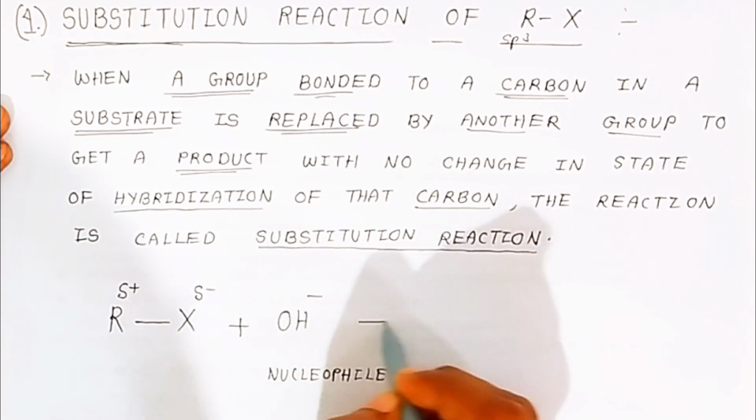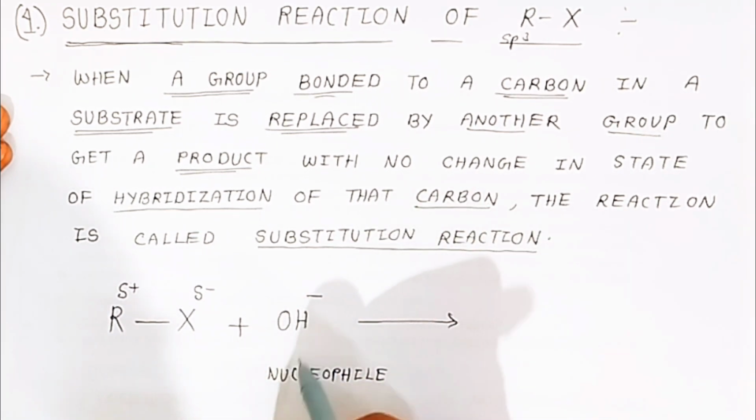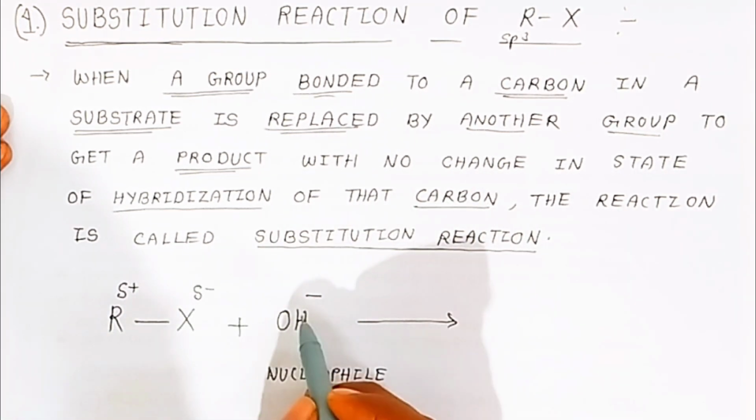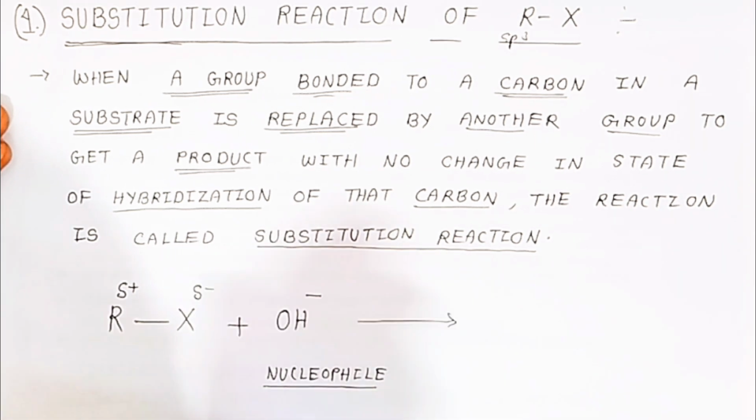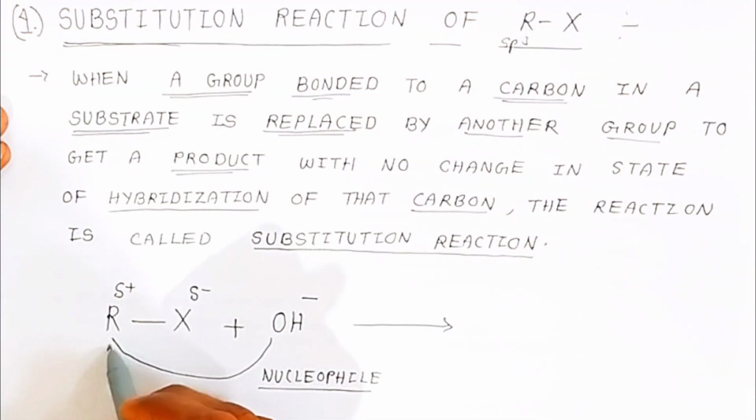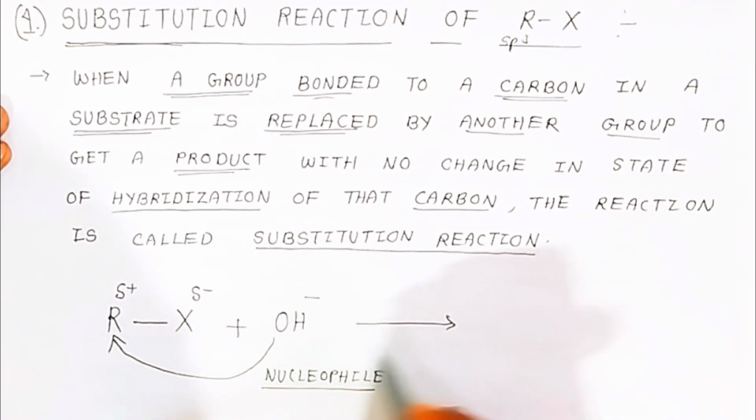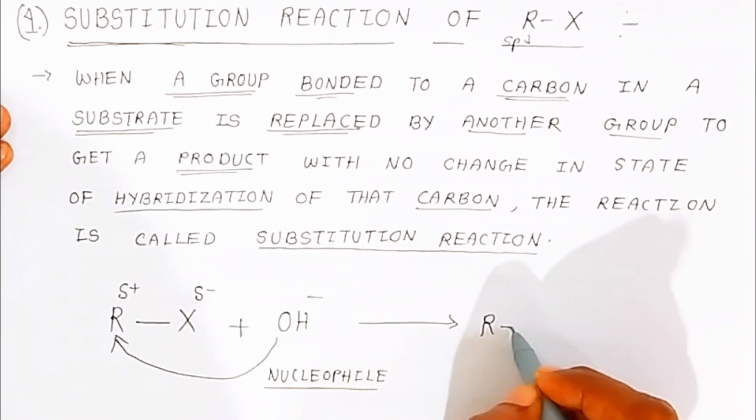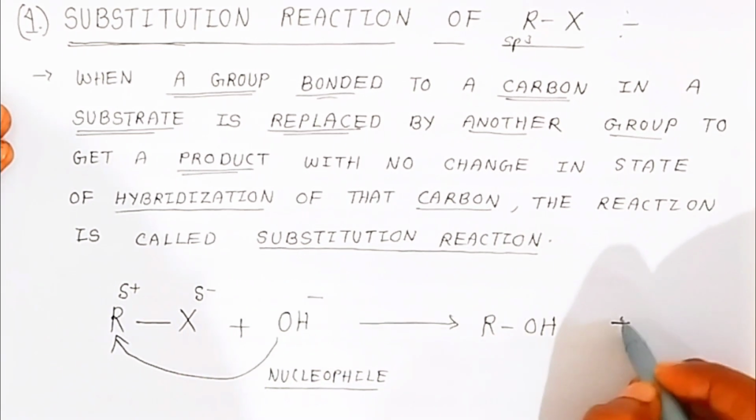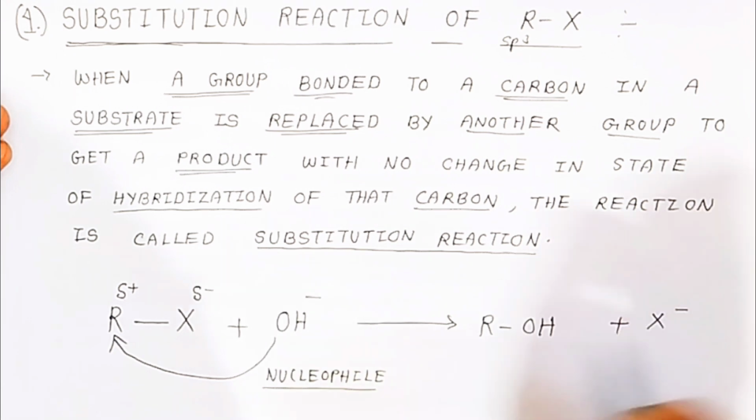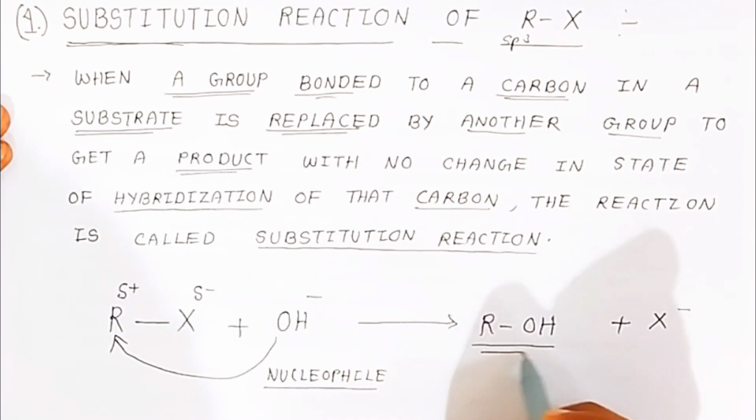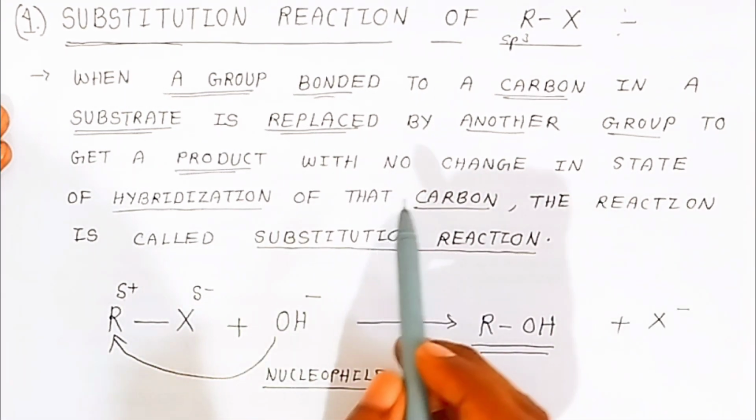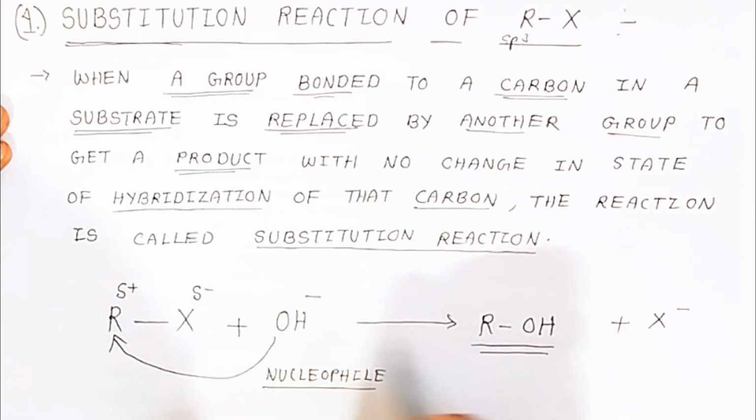What happens students, this negative charge will go to the positive charge. That is why, because it is going to the positive charge, it is called a nucleophile. Understanding students? It will attack the positive charge of the carbon of the alkyl group. Now it will form what students? It will form ROH, that is alcohol, and your halide will be eliminated like this. So there is a formation of this product students. We are going to replace the halide by hydroxyl group.